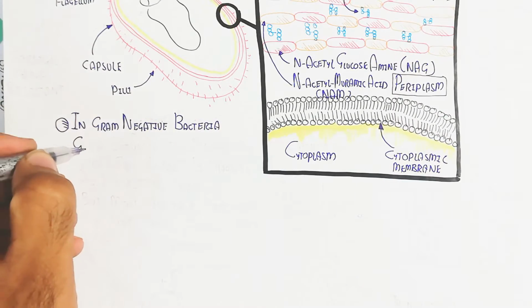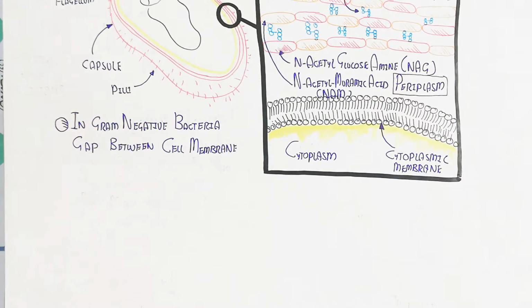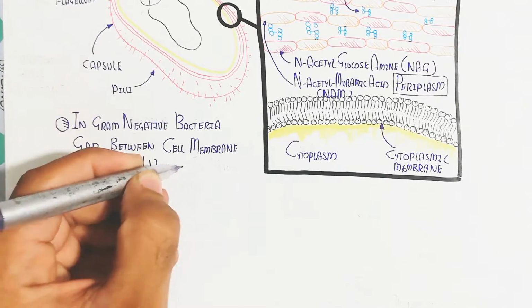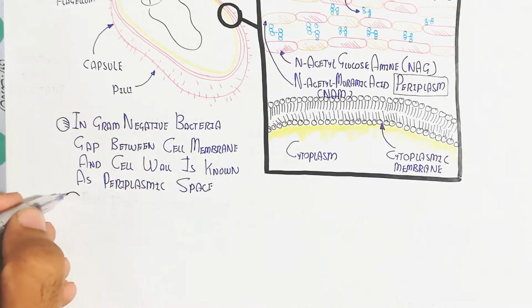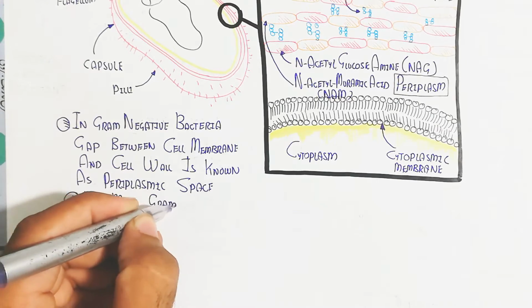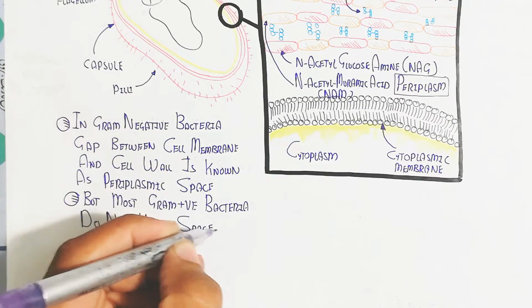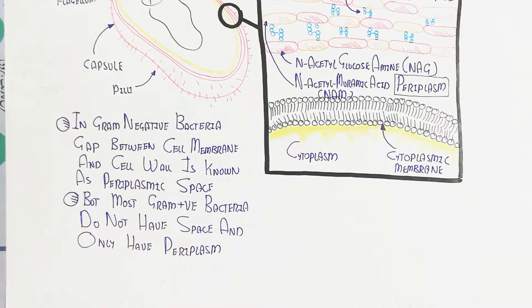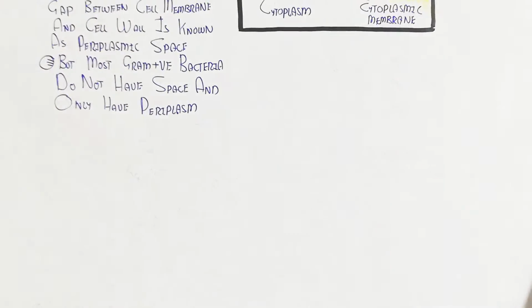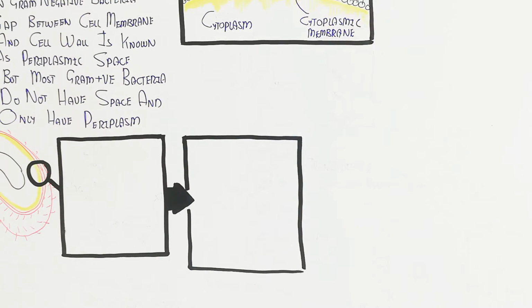This is the periplasm. The periplasm is the space between the plasma membrane and the peptidoglycan. So remember that: in gram-negative bacteria, the gap between the cell membrane and cell wall is known as the periplasmic space. But most gram-positive bacteria do not have this space and only have periplasm.